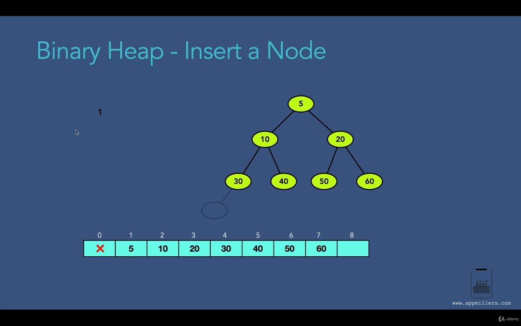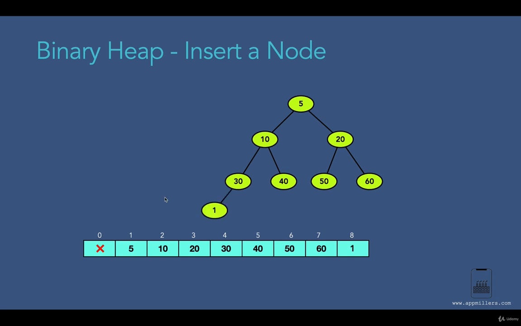And this means that when we are inserting this 1, it's going to be inserted into this empty cell. So as you can see in this array, the index 8 is empty. So we are going to insert this 1 into this empty cell.